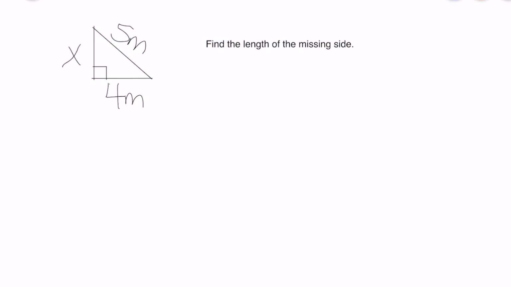Okay, moving on to our second example, we're asked to find the length of the missing side, x. So again, since we have a right triangle, we can use the Pythagorean theorem, which we know is a squared plus b squared equals c squared.